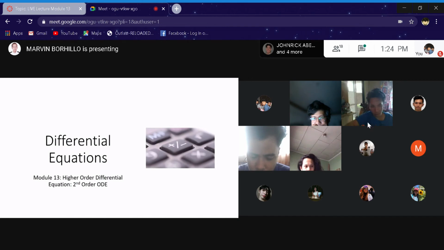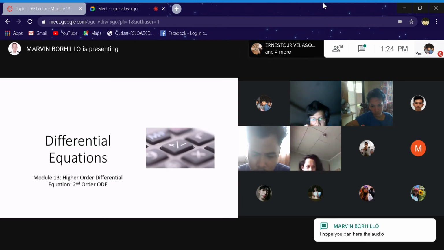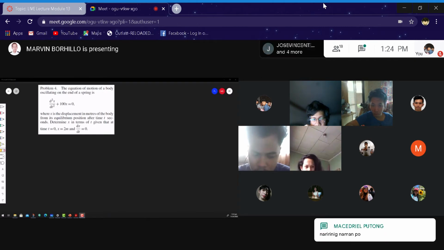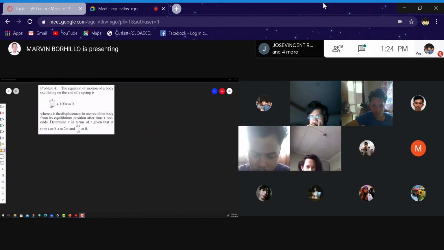Simple harmonic motion, and a bunch of examples of circuits involving resistor, inductor, capacitor, and a damped pendulum. So, let's start with the first example. Okay, this is the first example. I will read the problem.